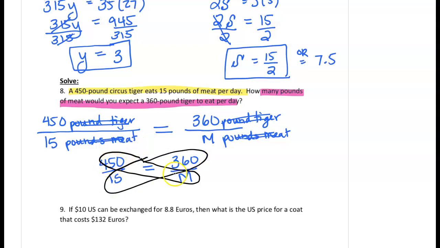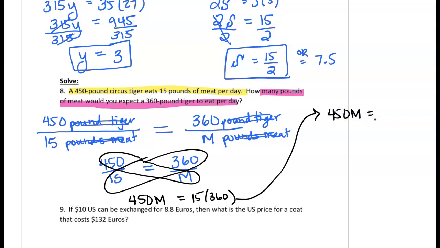One product is 450 times m. And the second product is 15 times 360. 450m on the left, and then on the right we have 15 times 360, 5,400 when we simplify. Divide both sides by 450 to get the m by itself. And when we divide by 450 on the right, we get a 12. So remember, the 12 is here in the denominator, and it was the pounds of meat that the tiger would eat. Okay.